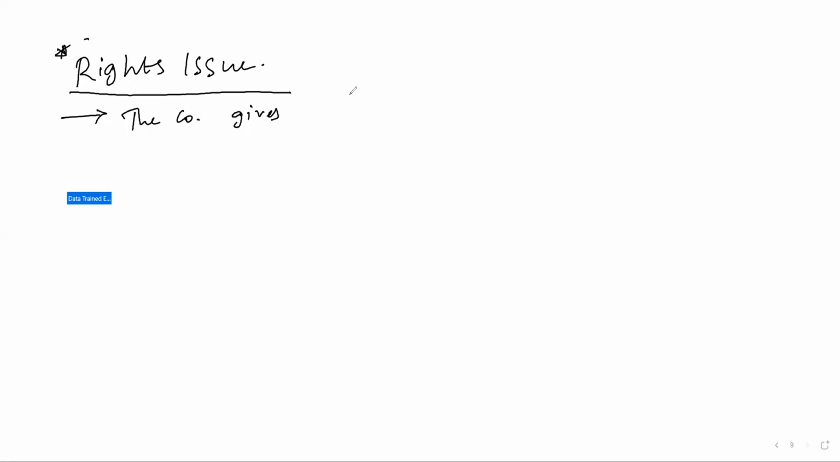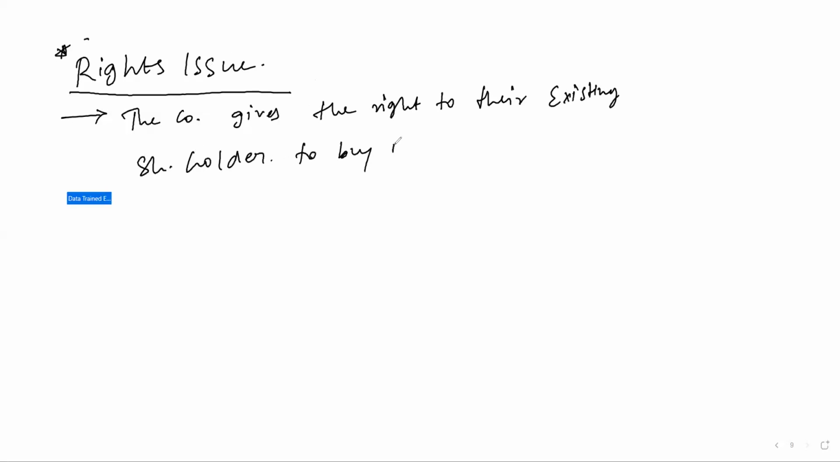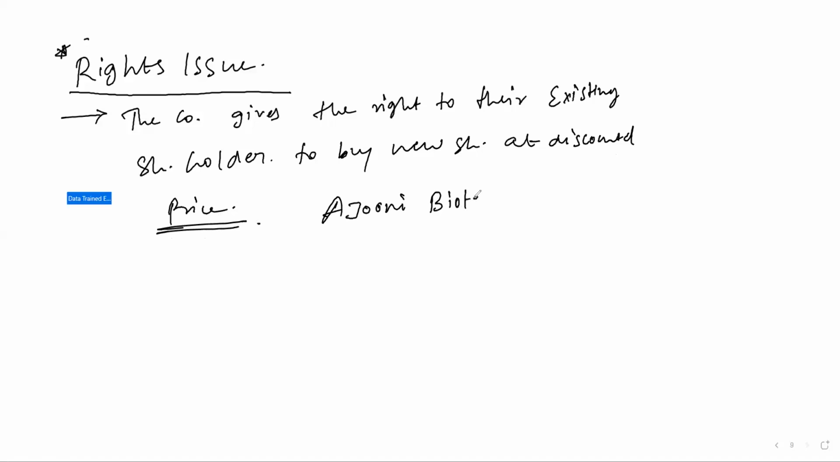Through the right issue, the company gives the right to their existing shareholders to buy new shares at a discounted price. So there was a company called Ajuni Biotech, which recently came up with a right issue.